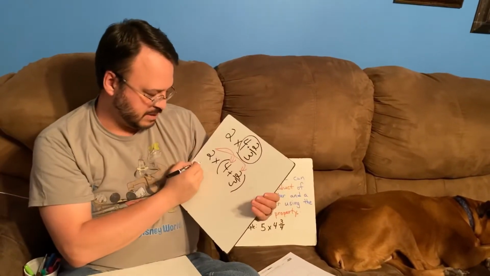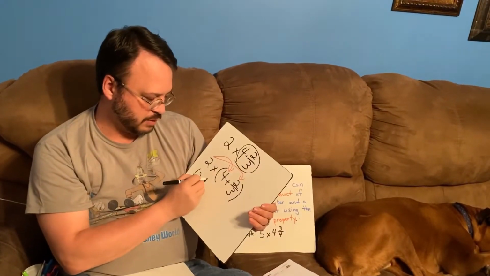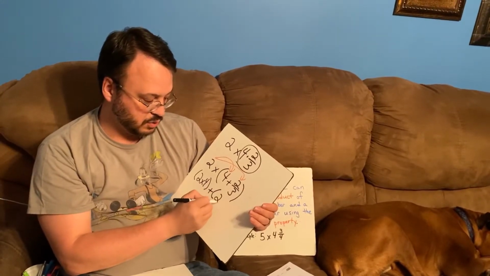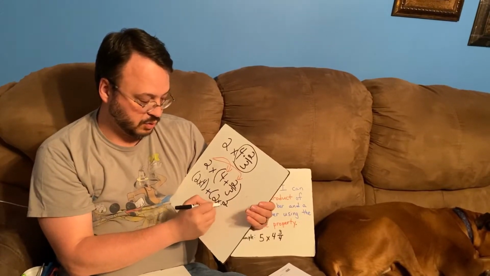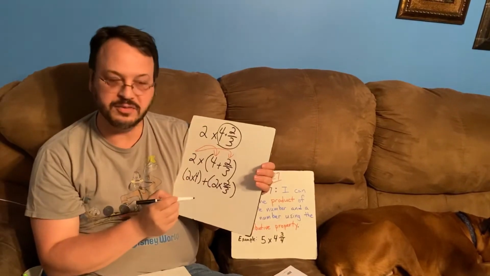So let's just write this. I've got 2 times 4 plus 2 times 2/3. Now I just have two problems to solve.